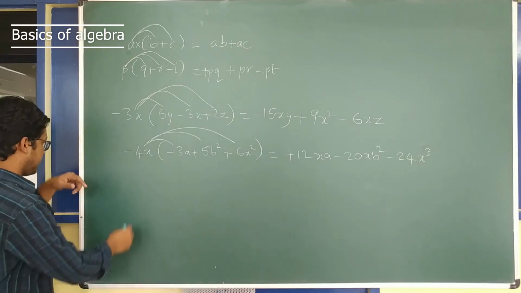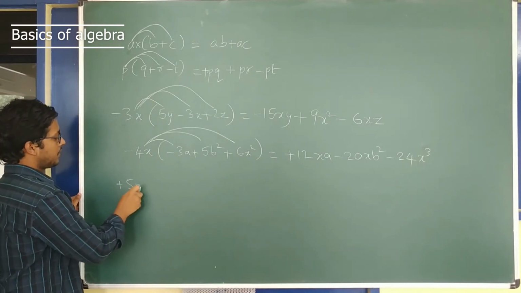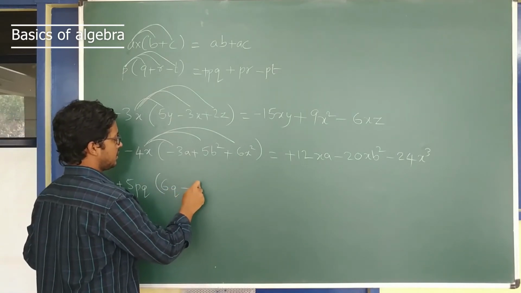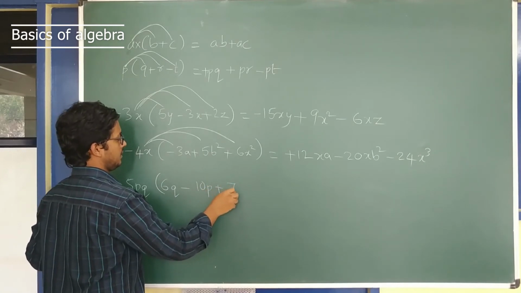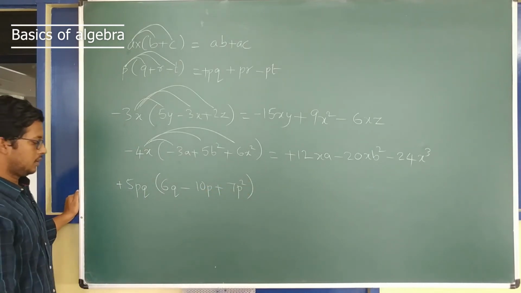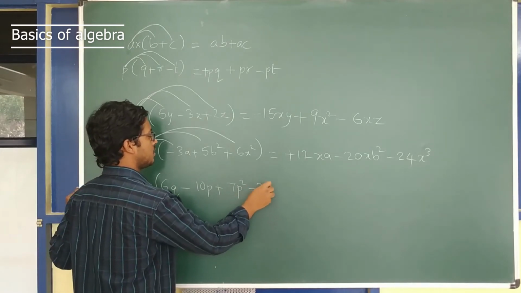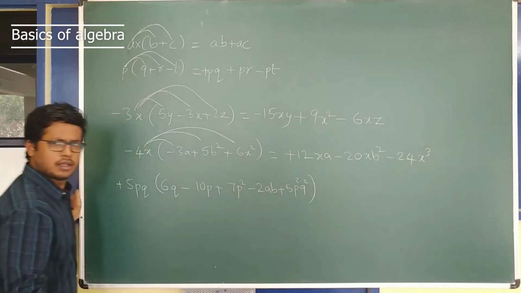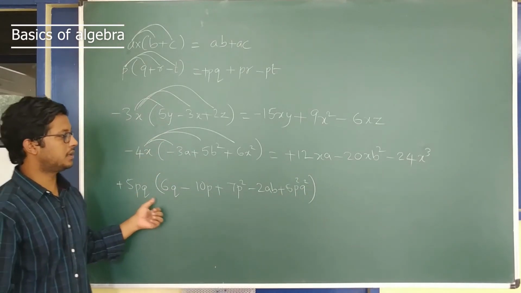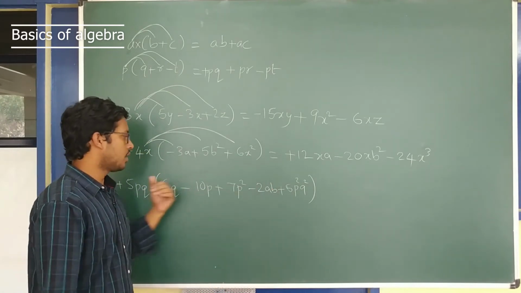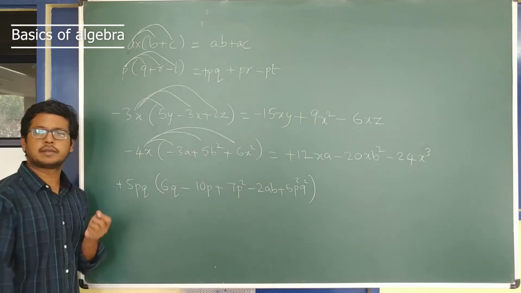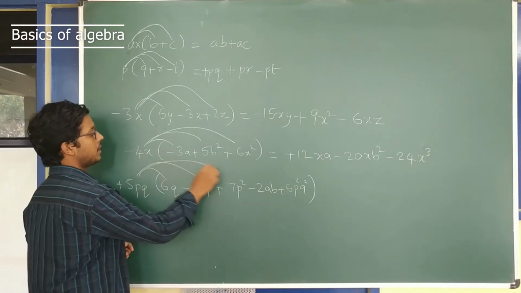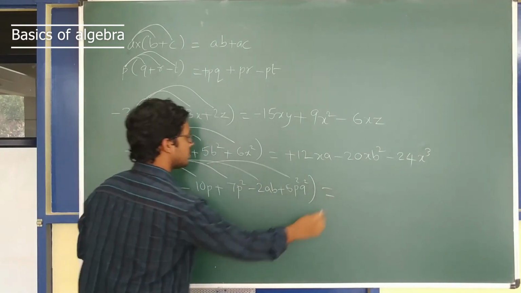Let's take one more example. Let's say plus 5pq into 6q minus 10p plus 7p square. Let's add a few more terms to this: minus 2ab plus 5p square q square. So here now we are multiplying a monomial to a polynomial. Although it looks very huge, it is very simple to multiply. Follow the simple rule. Take the term, multiply to all the terms. Simple. So we will multiply to all the terms like this.